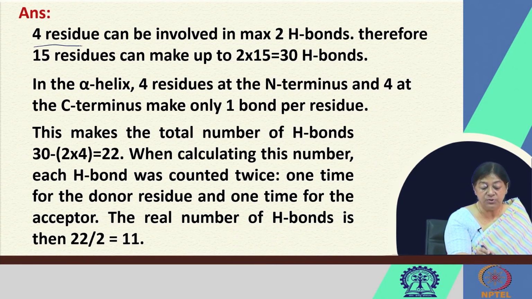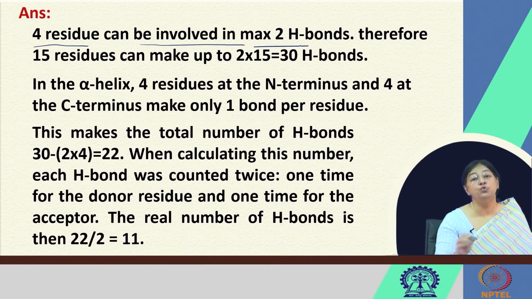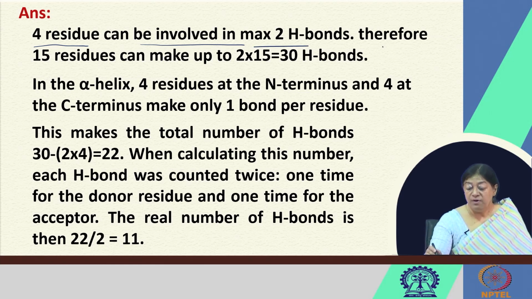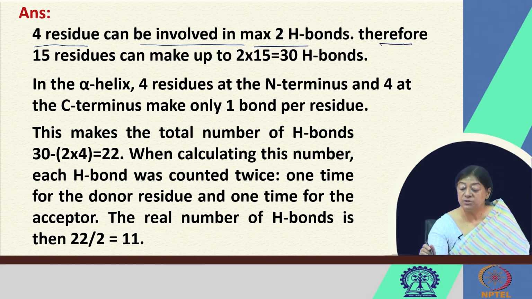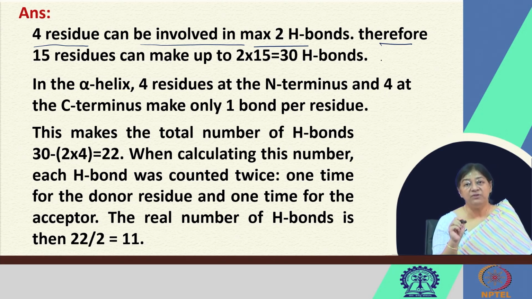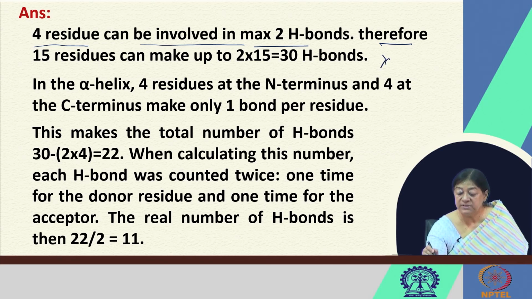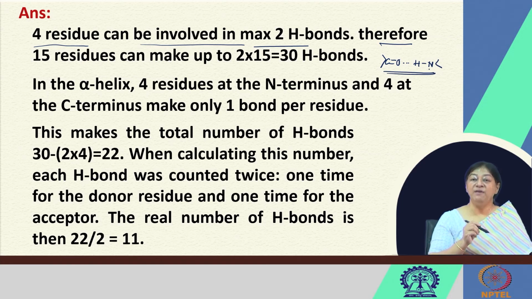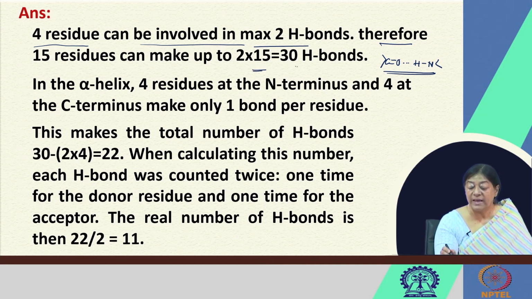We have 4 residues that can be involved in a maximum of 2 hydrogen bonds. Therefore, why 2 hydrogen bonds? Because where can hydrogen bonds form? They can form between the C double bond O, and they can form between the NH. This is where a hydrogen bond will form. So, we can have each residue involved in 2 specific hydrogen bonds. Why? Because each residue has a C double bond O associated with it, and also has an NH associated with it. So, the 15 residues can have at maximum 30 hydrogen bonds there.